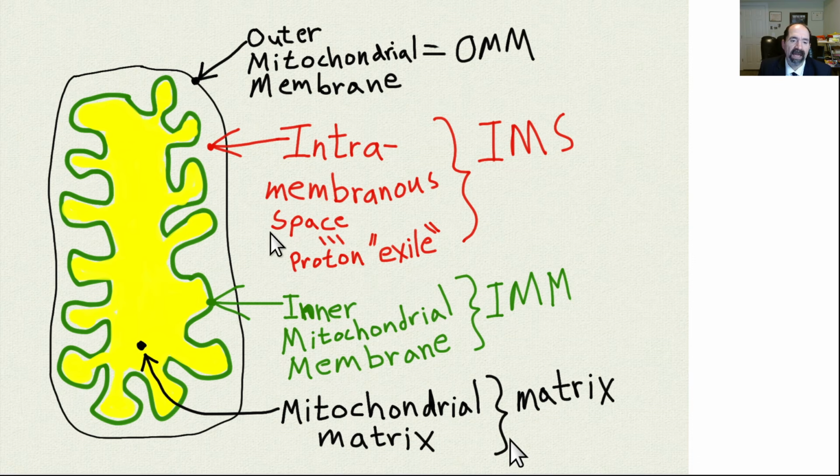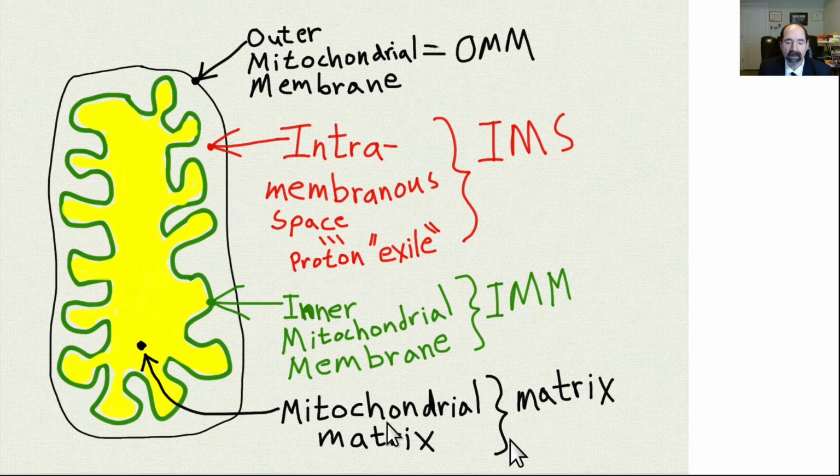It's like proton exile. All right. And now here's the IMM, the inner mitochondrial membrane. That's where all those proton pumping complexes are located. It's kind of convoluted to increase surface area. Any given individual cell can have 1,000, 2,000 mitochondria, and some have even more than that. So they make a lot of ATP.